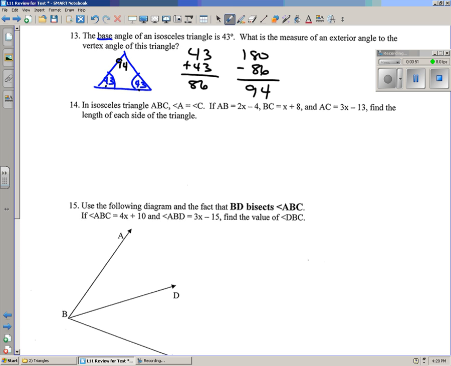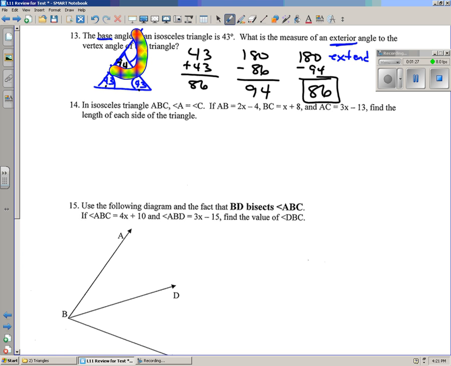Now we want an exterior angle to the vertex angle. So what we do, exterior means to extend one of the sides. And we really want this angle here. So if you notice, it is supplementary to the vertex angle. So we can make a rainbow. And then, since we have two angles that form a line together, we can do 180 minus 94, which gives us 86. So final answer is 86.